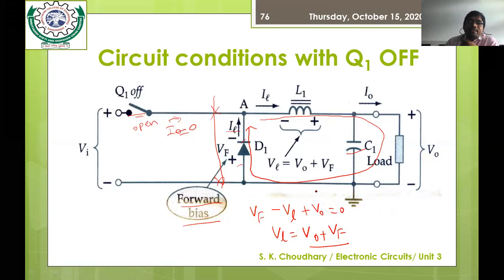Now you can see what happens in this circuitry if diode D1 is not present. Imagine the condition when the diode is not present in the circuitry, then what happens? Can anyone answer me? What would happen if the diode was not present in the circuitry?